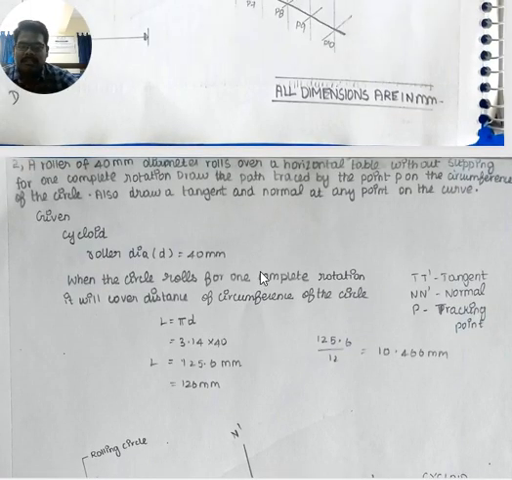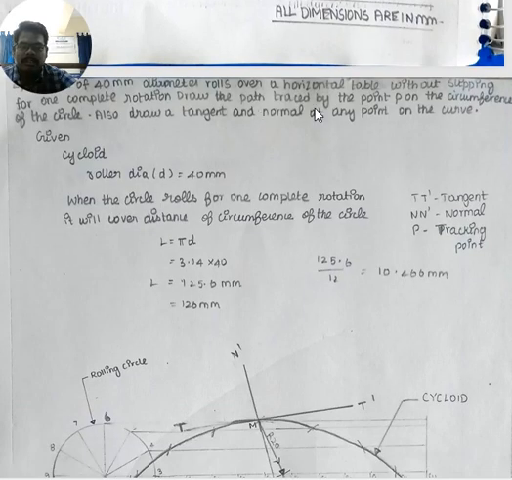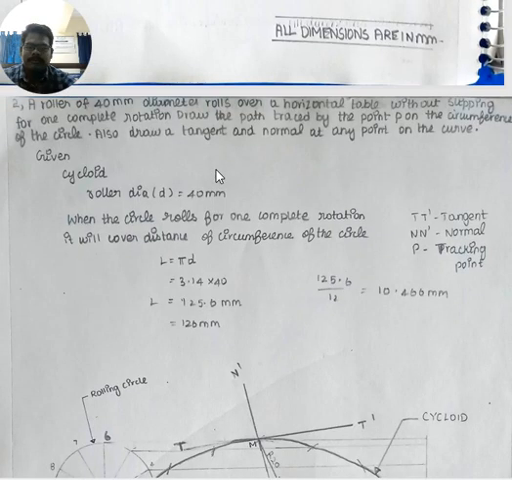The question is: a roller of 40 diameter rolls over a horizontal table without slipping for one complete rotation. Draw the path traced by the point P on the circumference of the circle. Also draw a tangent and a normal at any point on the curve. This is the question.